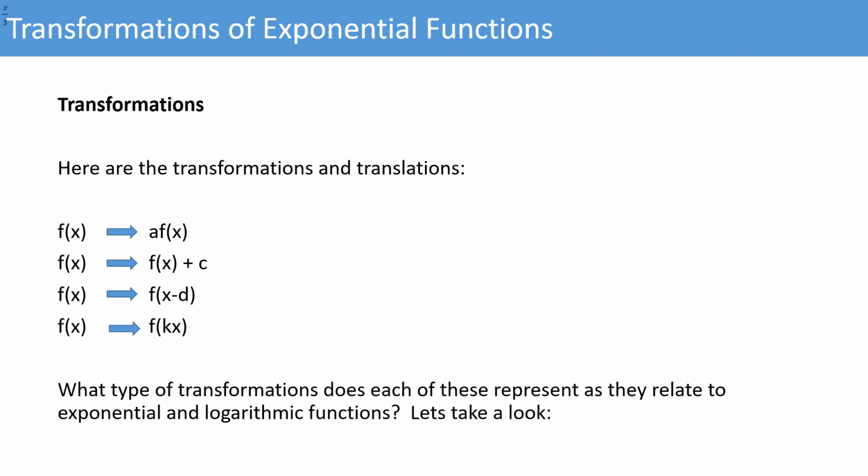Here are the transformations and translations broken down for you. f(x) equals a times f(x). f(x) can be f(x) + c. f(x) can be f(x - d), and f(x) can be f(kx). What type of transformation does each of these represent as they relate to exponential functions? Let's take a look.